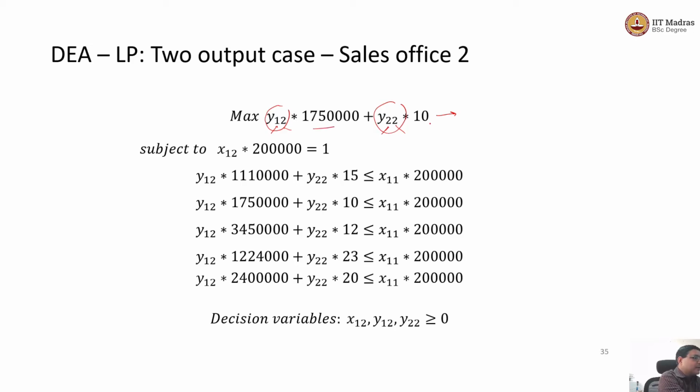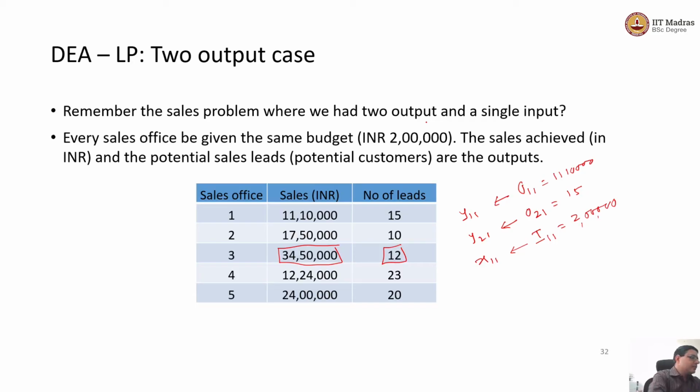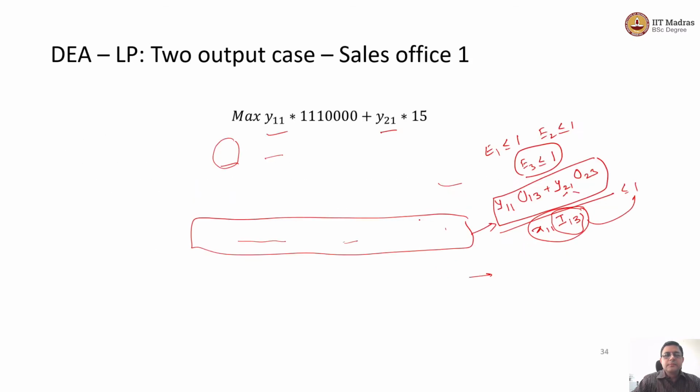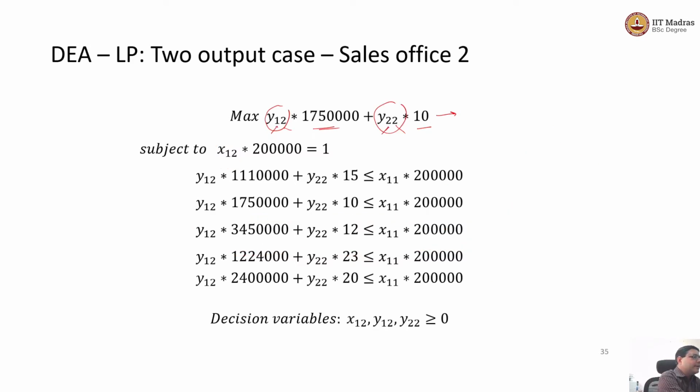Make sure that these are the output values for the second sales office: 17 lakhs and 10 leads, 17.5 lakhs and 10 leads. Those are the outputs for the second. So 17.5 and 10, those are the output values. The input value is the budget, which is the same for everybody. That has to be normalized to 1. Using the input weights, the input weight is X12 because first input, sales office 2.